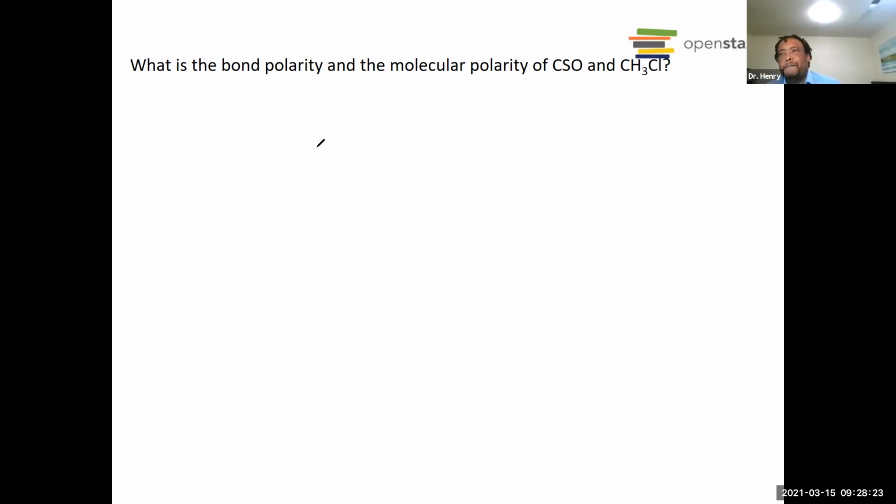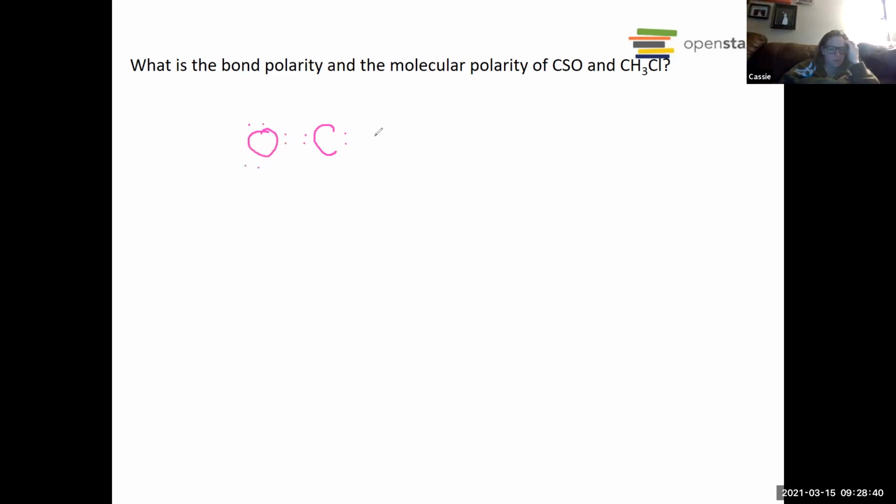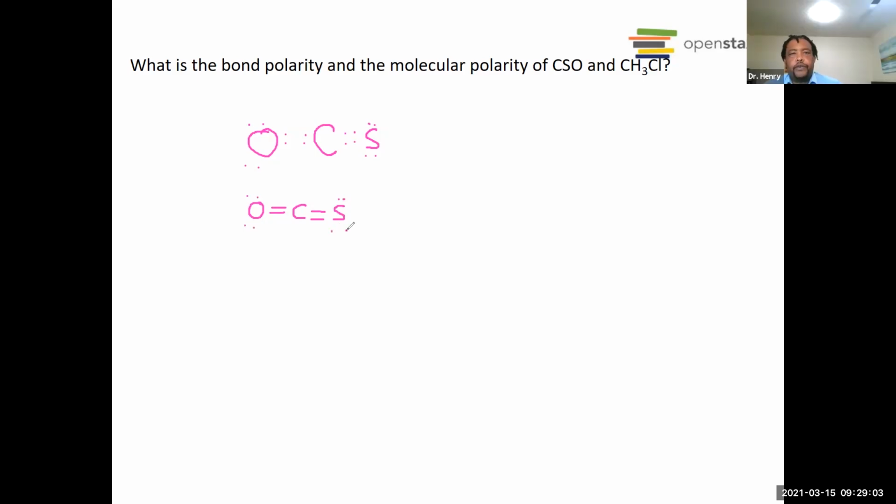Who's going to be in the center? Carbon? Okay. And then we have oxygen on one side. There's 6 for oxygen and 6 for sulfur. So Lewis dot structure for both there.